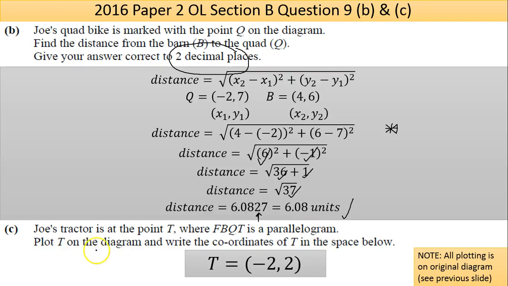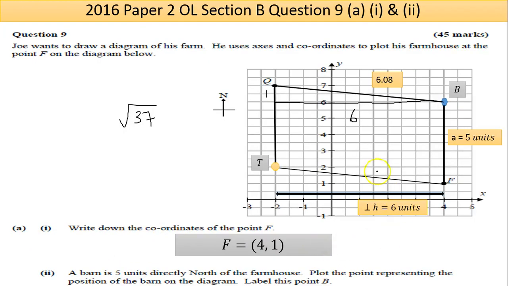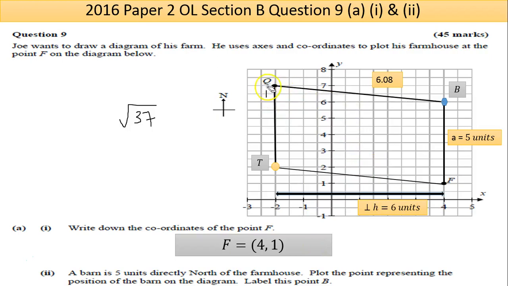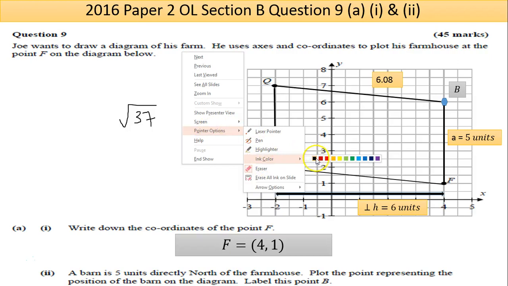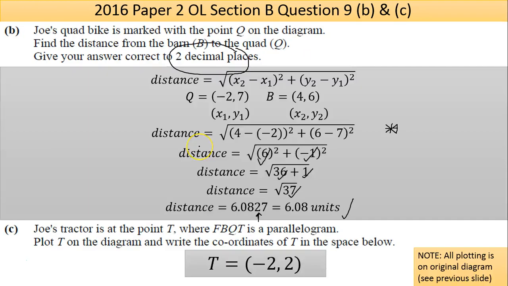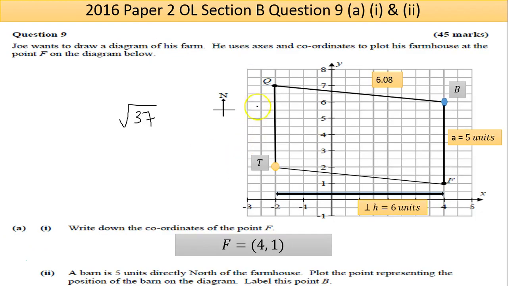Plot T on the diagram and write the coordinates of T in the space below. So let's go back and look at the diagram here. I added in text there that I'm going to get rid of, just to make the situation slightly less complicated. So if we look here, forget the scenario, he left his tractor at point T. And that's what would have to happen to make the shape of a parallelogram.